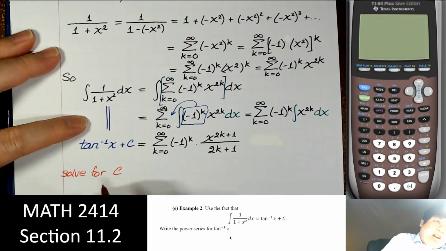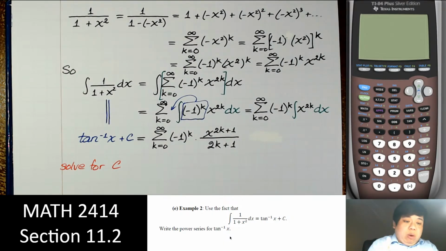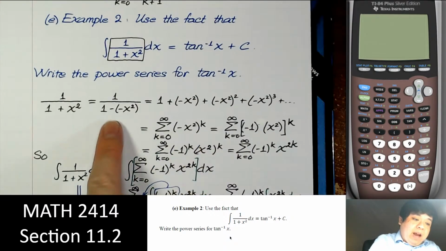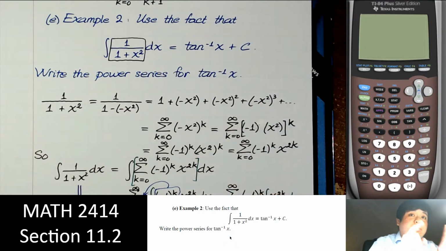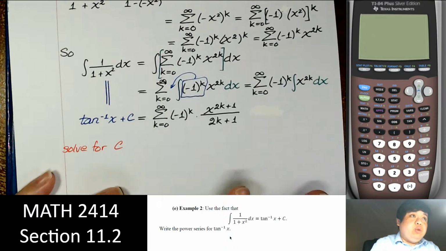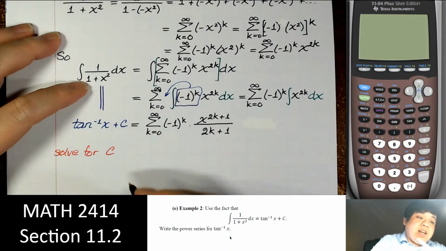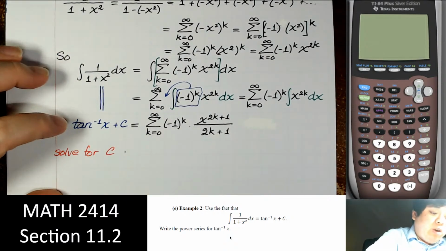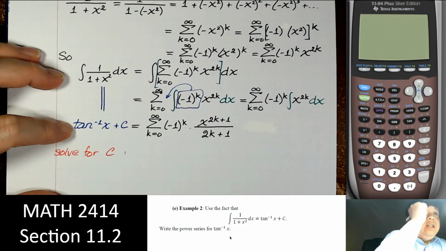So for c, the constant. Of course, when we write like this, the absolute value of that term has to be less than 1 for this to be convergent. We'll talk about that later. But for now, how do we solve for c?